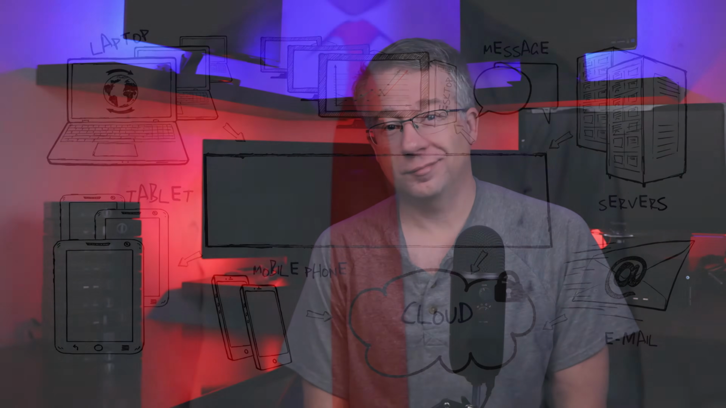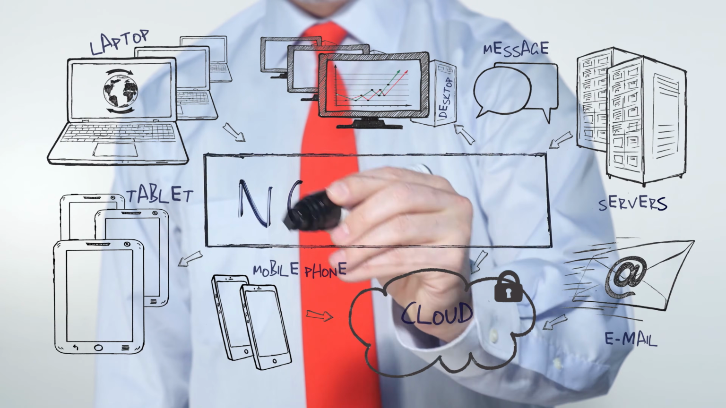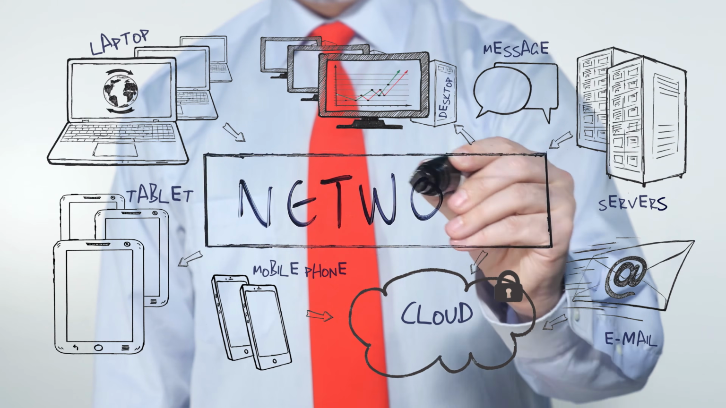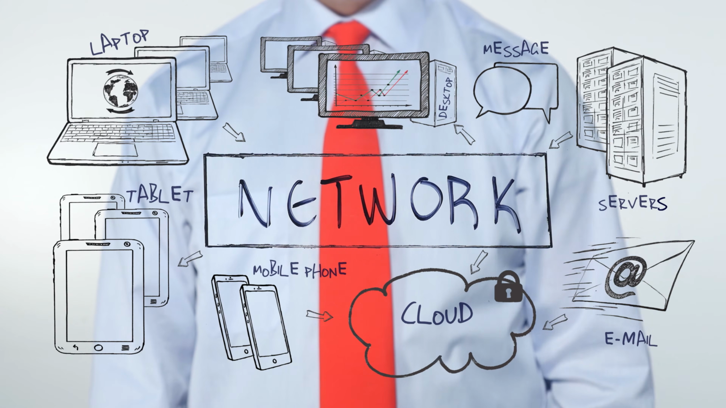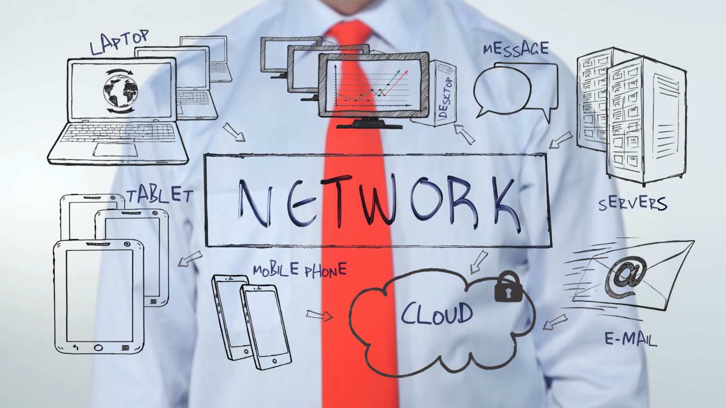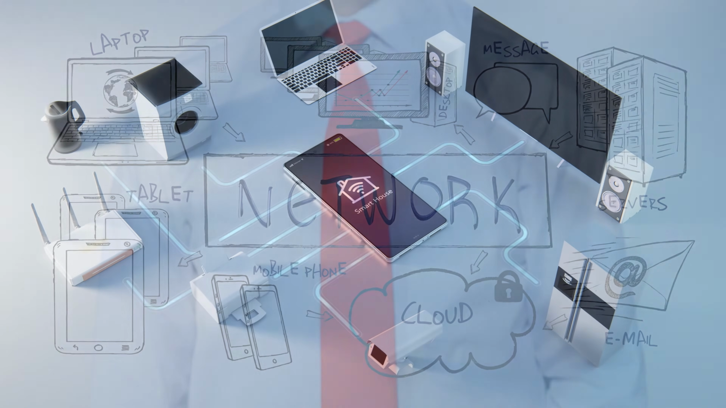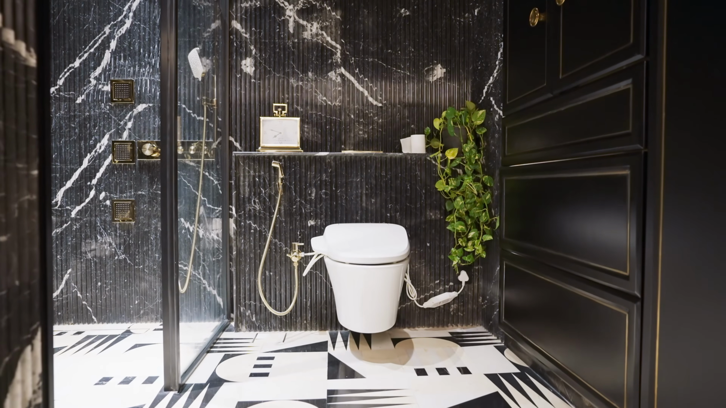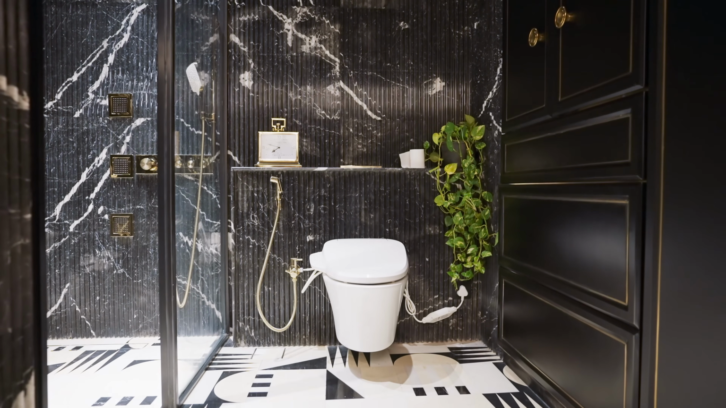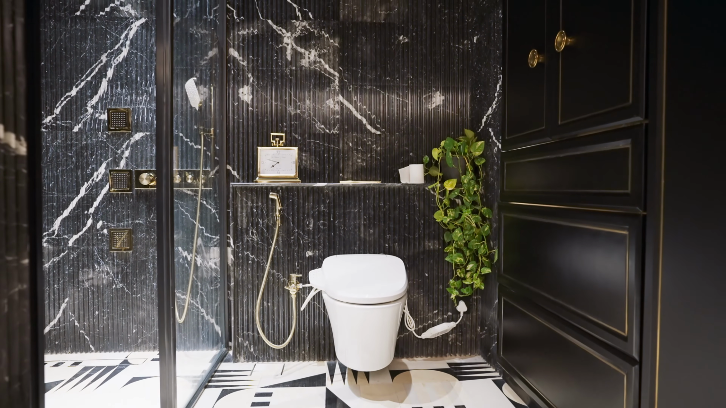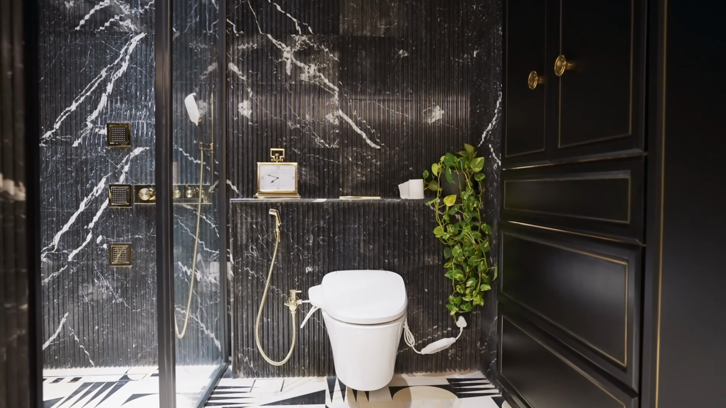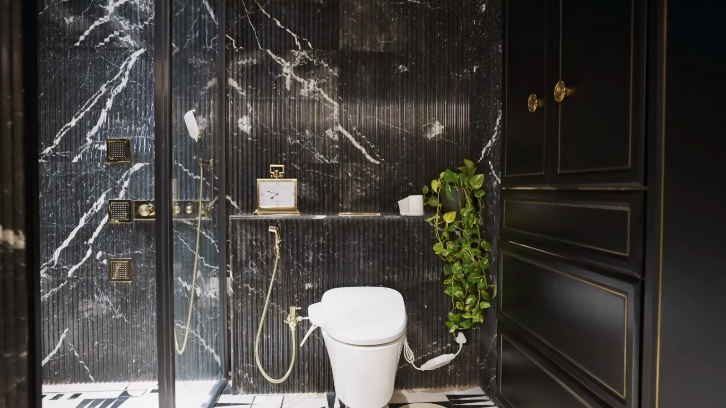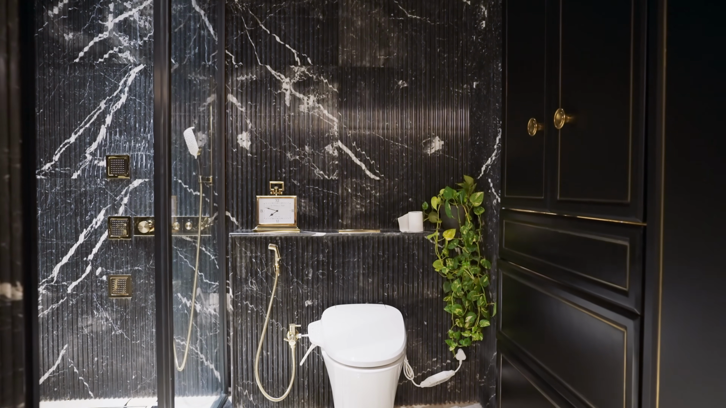A computer network is a group of devices that are connected and can communicate and share resources. Devices can include PCs, servers, printers, TVs, and even devices like gaming consoles and smart home gadgets, like toilets. Wait, toilets? Yeah, toilets. LED lighting, heated seat, everything you always ever wanted in a toilet. Now, let's talk about how these devices connect.